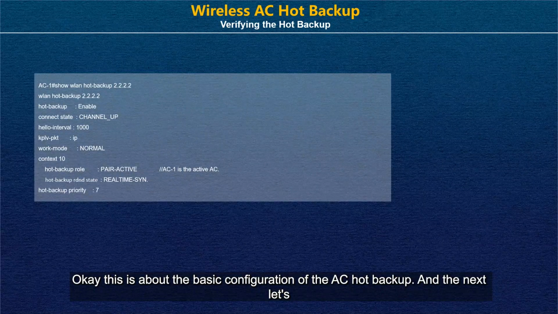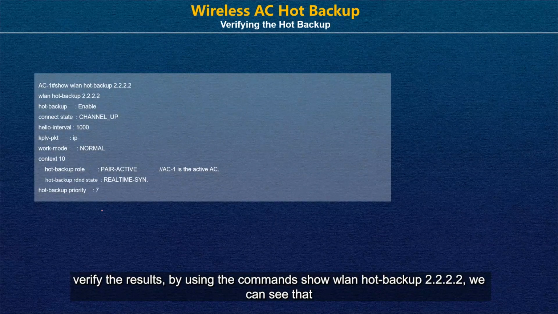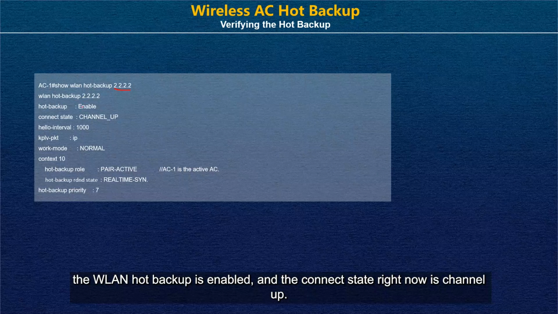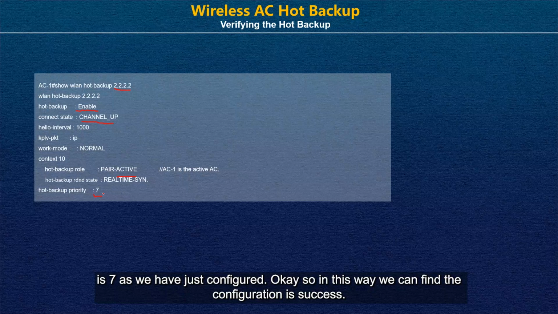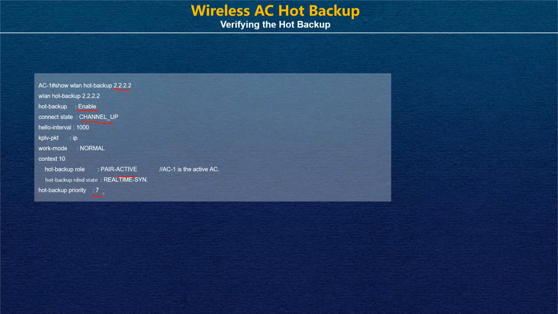Next, let's verify the results. By using the command show WLAN hot backup 2.2.2.2, we can see that the WLAN hot backup is enabled, and the connect state right now is channel up. Okay, and let's see the rules. The hot backup rule is peer active, which means AC1 is the active AC, and the priority is 7 as we have just configured. So in this way we can see the configuration is successful.